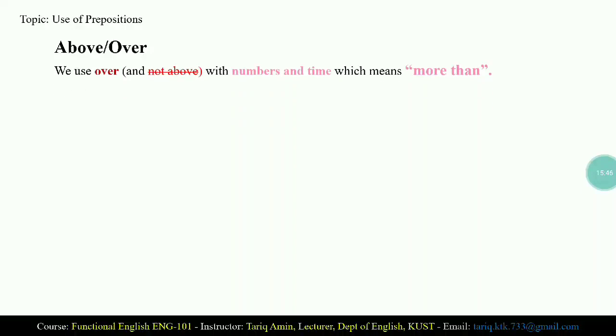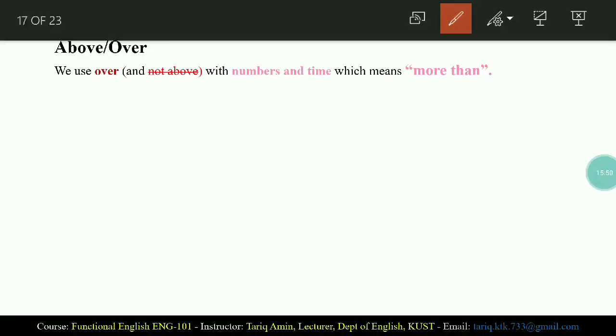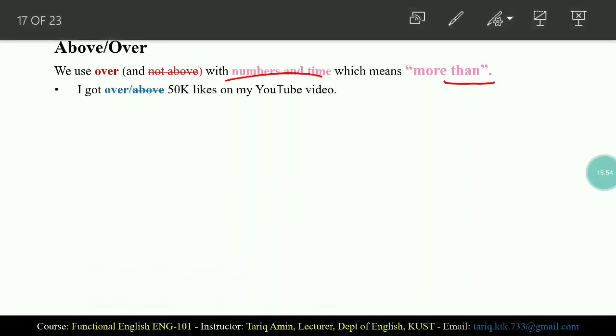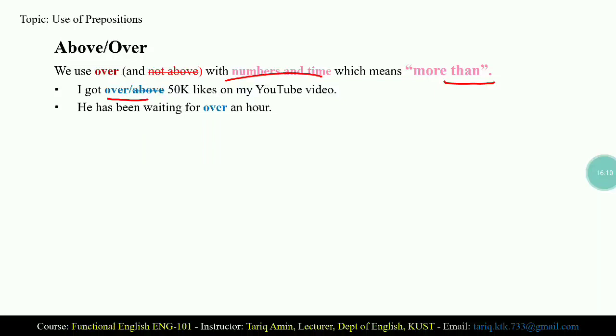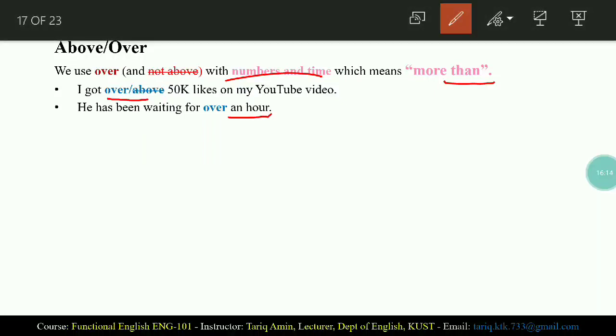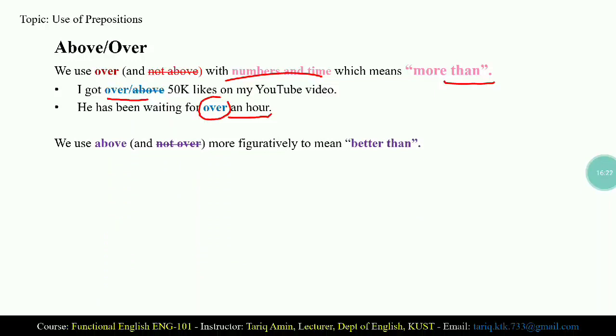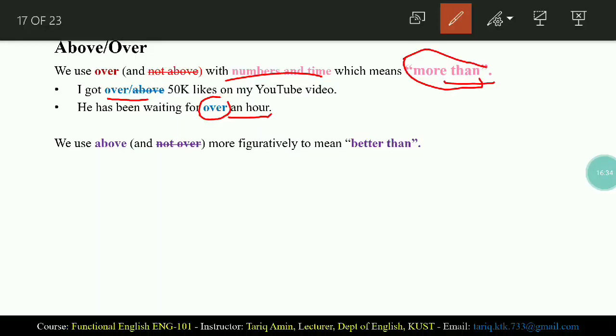We use over and not above with numbers and time, which means more than. For example, I got over 50k likes on my YouTube video. In such examples, we can't use above, we always use over. The other example is he has been waiting for over an hour. An hour is time, and with time we use over, not above. It means more than. When you say I got over 50k likes on my YouTube video, it means I got more than 50k likes. And he has been waiting for over an hour means that he has been waiting for more than an hour.